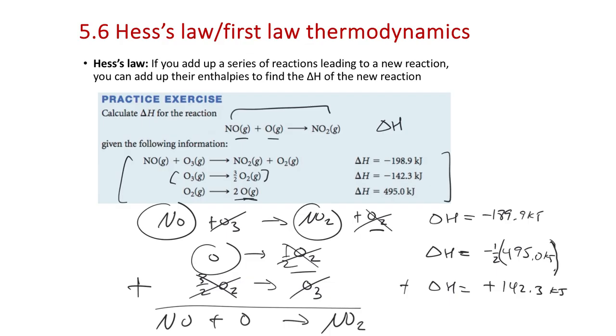So Hess's law is just a puzzle. How do we rearrange the reactions so that they sum up to the desired new reaction, and then how do we have to adjust the delta H's accordingly? And so now I should just be able to take the minus 189 plus negative 0.5 times 495 plus 142.3. So I add all these up, I get negative 294.2 kJ. So the delta H of our reaction should be negative 294.2 kilojoules. I'm going to double check.